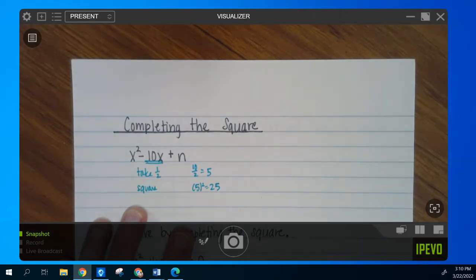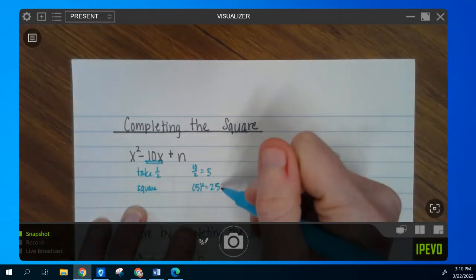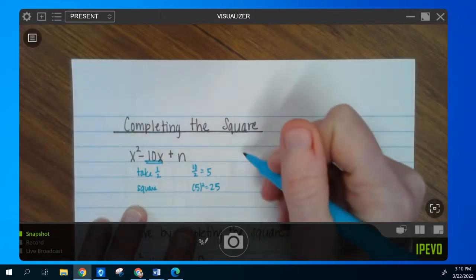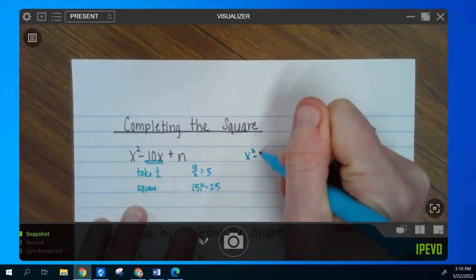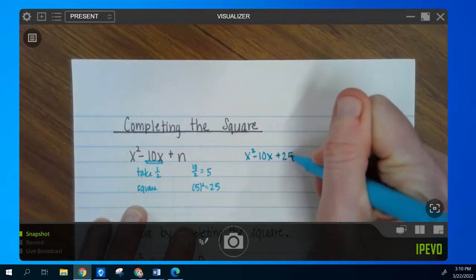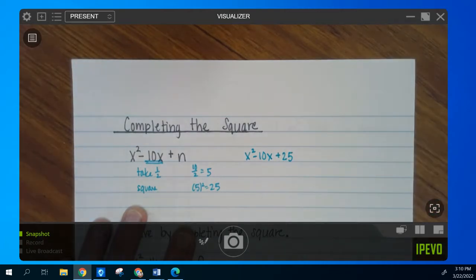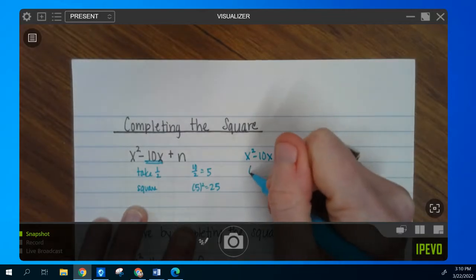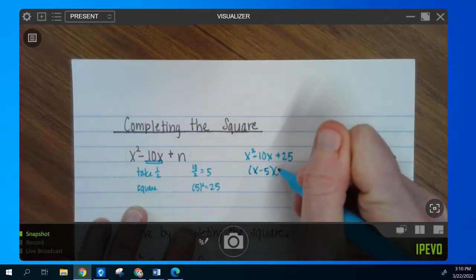So if I wanted to know what value would complete the square, I would say n would have to be 25. So then my quadratic would become x squared minus 10x plus 25. It's always going to be plus the value at the end. And the reason this becomes a perfect trinomial square is because now if I factor this, this would become x minus 5 times x minus 5.